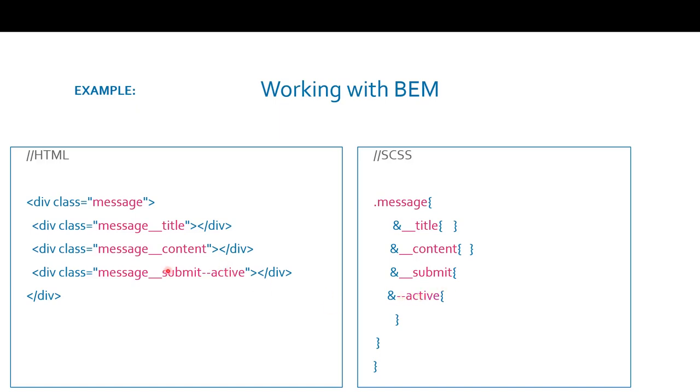So this is the block. This is the block name. These are the element names. The name of the element is usually started by what? The block name, followed by the double underscore and the element name. In this case, I've shown you how to include a modifier. The modifier is usually followed by what? A double dash and the modifier name. And this is how this should appear in your CSS file.